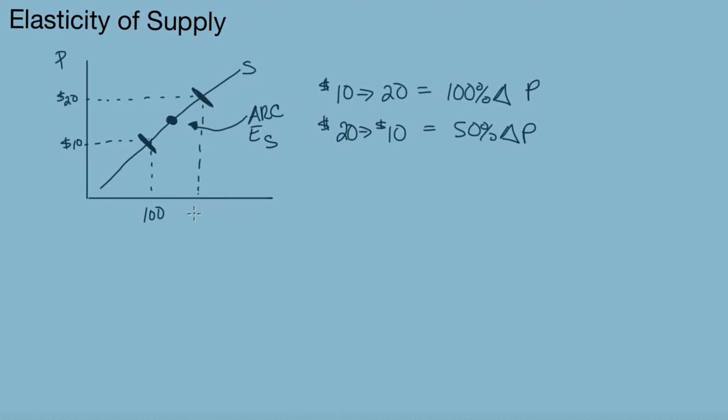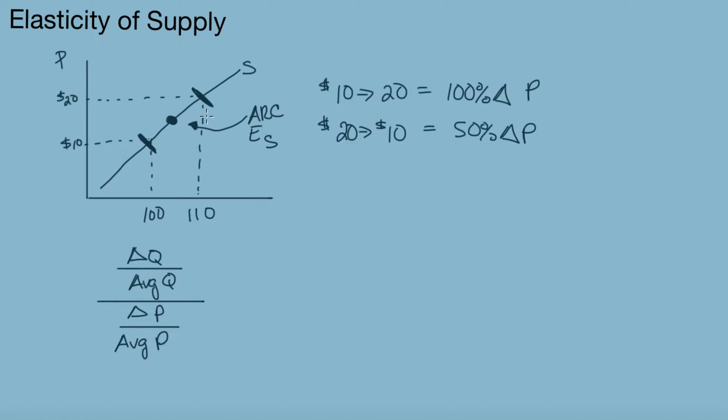So to use the arc elasticity or the midpoint formula, I need to give us a second number here. Let's say that it goes up to 110 units. Okay, so to use the midpoint formula, we're going to look at the change in quantity divided by the average quantity over the change in price divided by the average price. This makes it so it doesn't matter if we're going up the scale or down the scale.